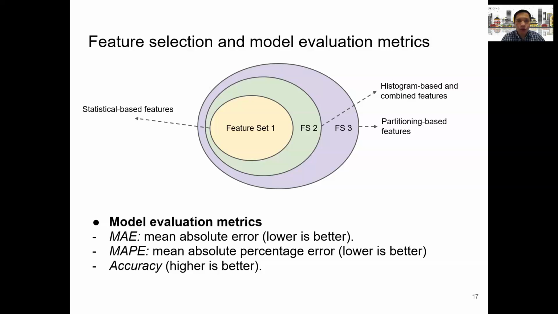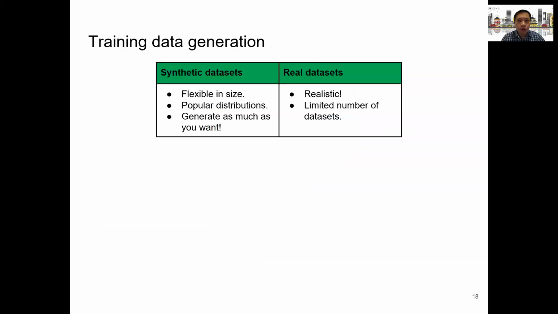To evaluate the performance of different models, we use three metrics: mean absolute error and mean absolute percentage error, in which lower is better, and accuracy, in which higher is better. To train the models, we first need to prepare the training datasets. We use both synthetic and real datasets for our training purpose.